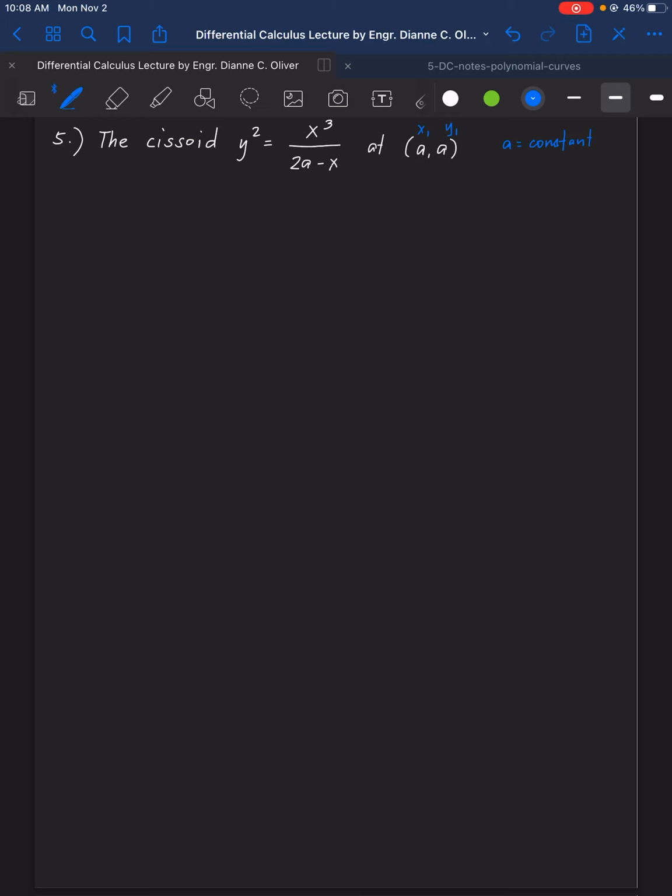So all we need to do now is to solve for the slope. To solve for the slope, we will be looking for the y prime of this equation. Okay? So let's derive. This becomes 2y prime. For easier solving, let's have it as x raised to 3 and then 2a minus x raised to negative 1. This equation is still the same as the equation there. Now we have 2y prime equals x raised to 3.